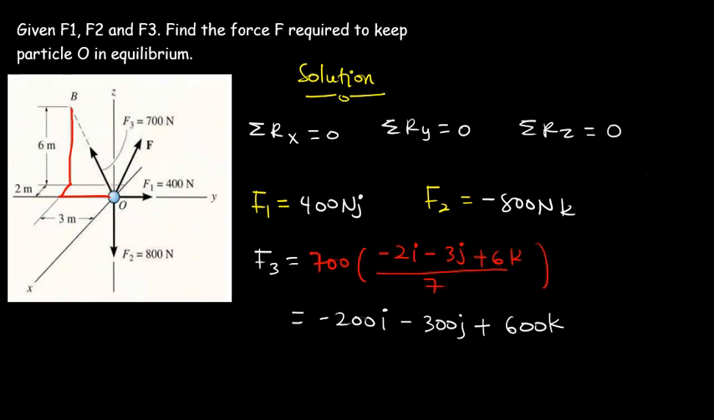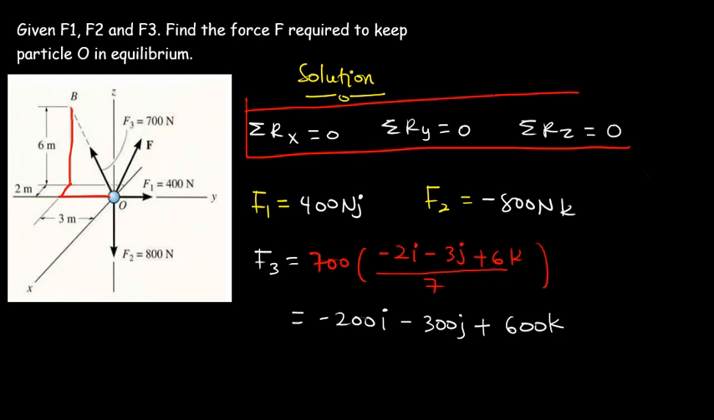So what you're going to do next is apply these three equilibrium equations. You're going to sum up all the forces in the x-axis direction and equate it to 0, then sum of all the forces in the y-axis direction, and same for the forces in the z-axis direction, and equate them also to 0. But you want to find the value of force F.